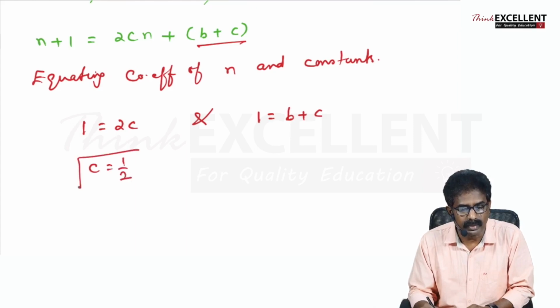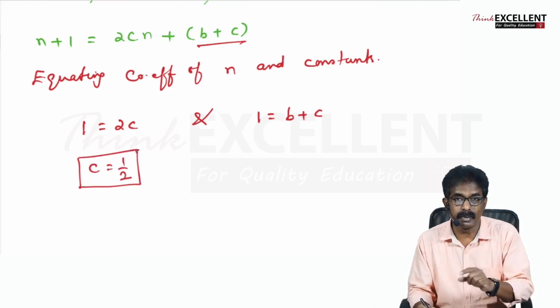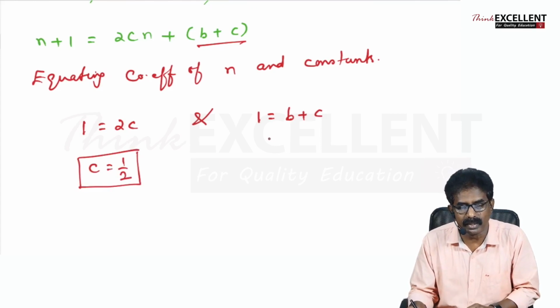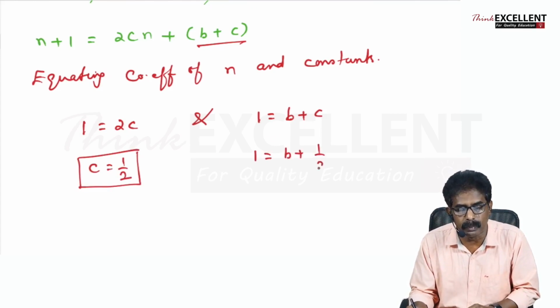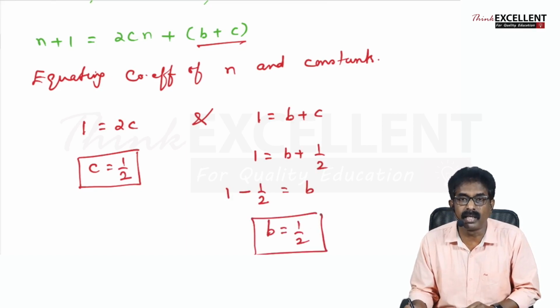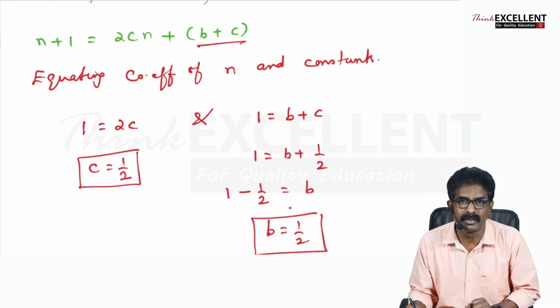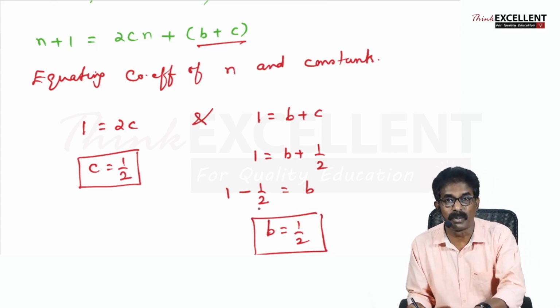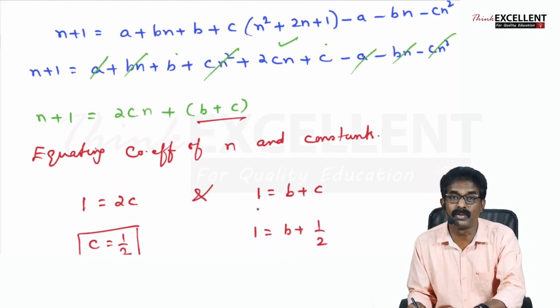One value, got it. Our aim is to find that a, b, c and substitute, right? C value, got it. Substitute here, 1 equal to b plus c, 1 by 2. So b equal to 1 minus 1 by 2. So 1 minus half is half. So b also 1 by 2. B value, C value, got it. So what happened to A? So we don't know A value. So you put 0, right? You can't put like that. Let us see what is A value, right? For that, we are going to use another method.